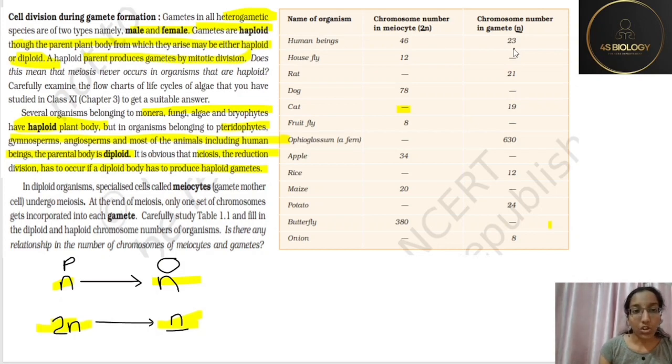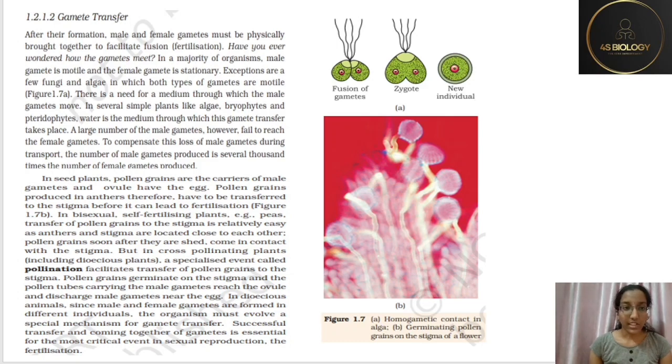Okay, next moving on, gamete transfer. After their formation, male and female gametes must be physically brought together to facilitate fusion. Both must be together to facilitate fusion, that is nothing but fertilization. Have you ever wondered how the gametes meet? In a majority of organisms, male gamete is motile and female gamete is stationary. The male gamete moves, the female gamete stays there. Exceptions are a few fungi and algae in which both types of gametes are motile, that is, both move.